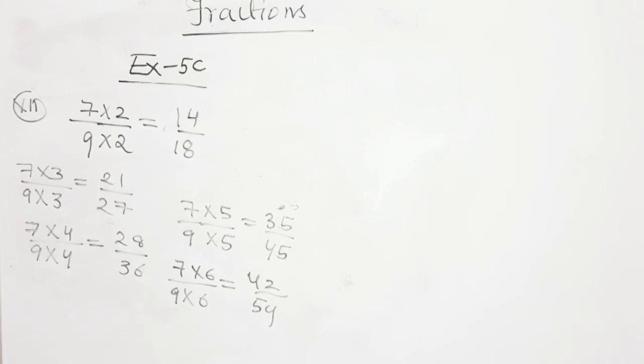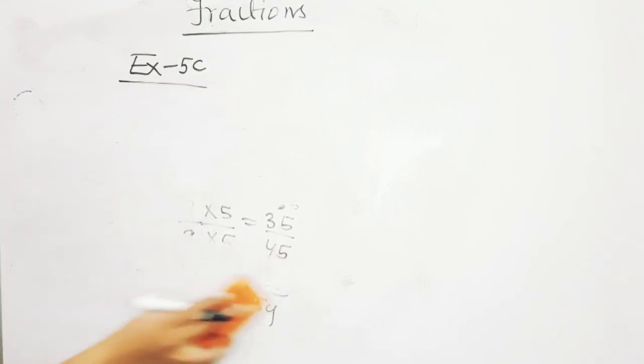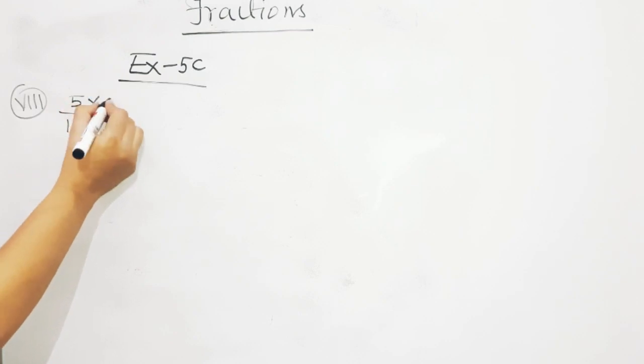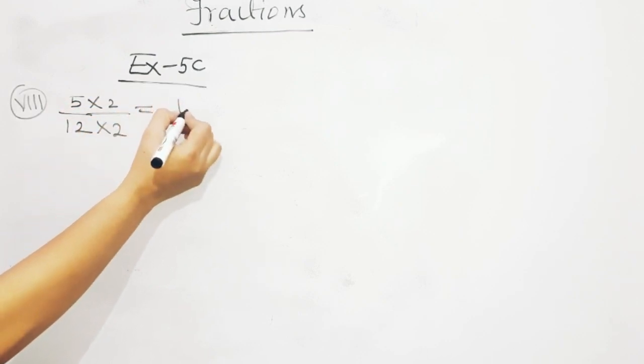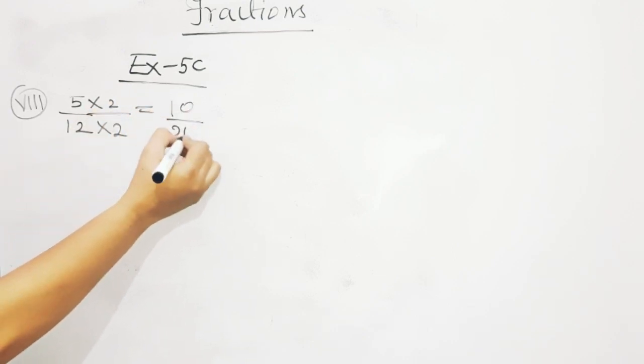Clear students? Now coming to the last option of this question, that is the 8th option. So students, the 8th option is 5 upon 12, correct? So now you have to tell me what is the first equivalent fraction of 5 upon 12. Please pause the video and reply to me in the comment section. What will be the next equivalent fraction of 5 upon 12? It will be 10 upon 24.